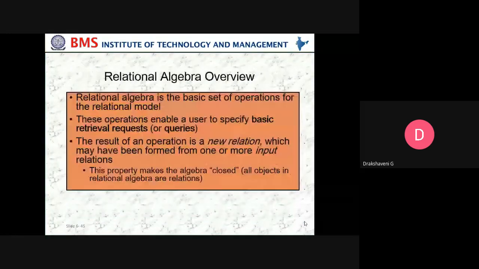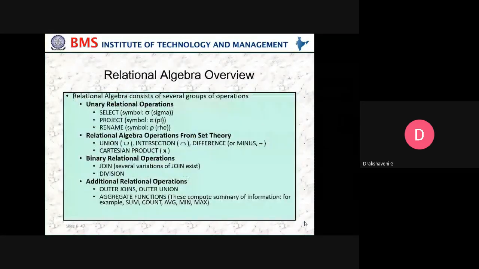Yesterday we were seeing about the transaction concept and the relational algebra overview, and we have seen what is select, what is project, what is rename. These were the unary relational operators. So what do we mean by unary relational operator? It is select, project, and rename.